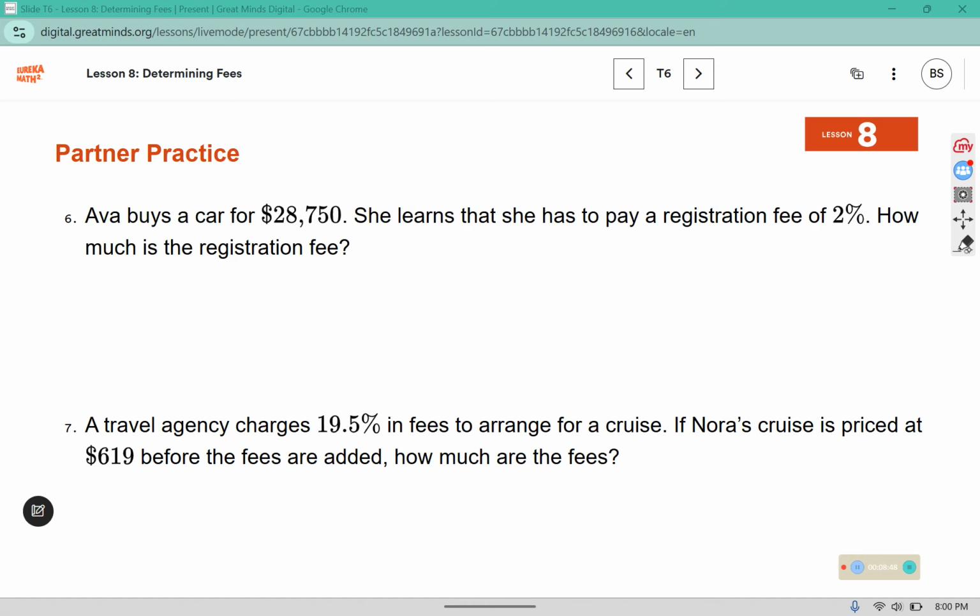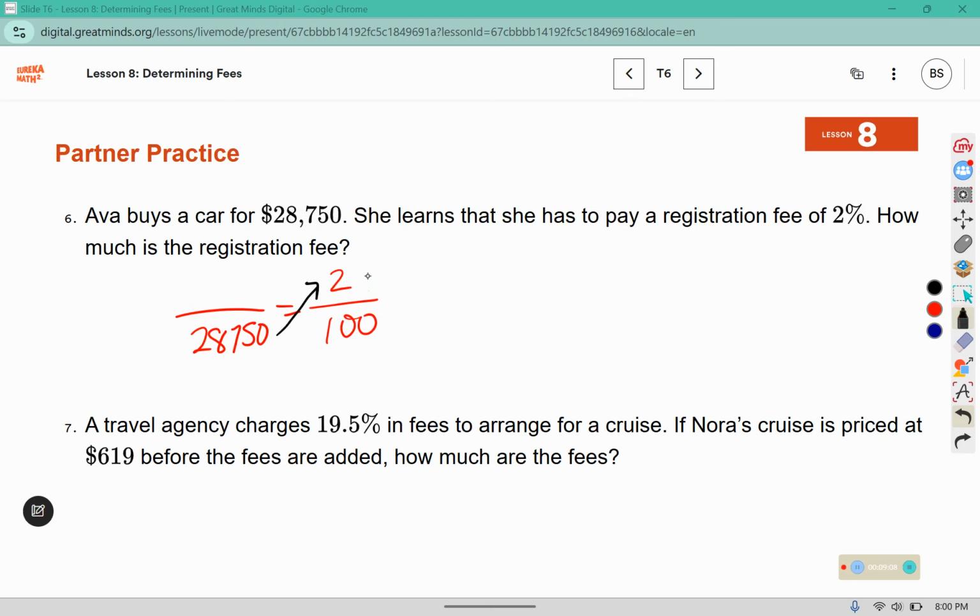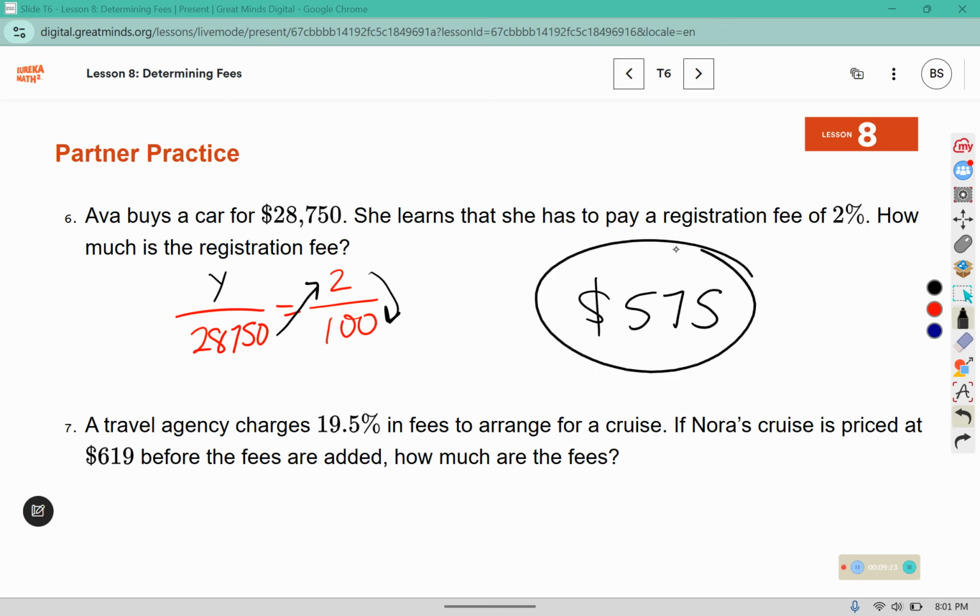Ava buys a car for $28,750. She learns that she has to pay a registration fee of 2%. So percents are over 100. How much is the registration fee? $28,750 times 2 divided by 100 is a registration fee of $575.